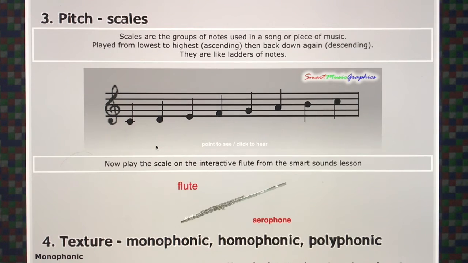For the third element, we're looking at pitch again, and we want to understand what scales are all about. Scales are the groups of notes used in a song or piece of music. So every song or piece of music will have a set number of notes that, if you put them together in order, would make up a scale. Played from lowest to highest, or ascending, then back down again, descending. They are like ladders of notes.